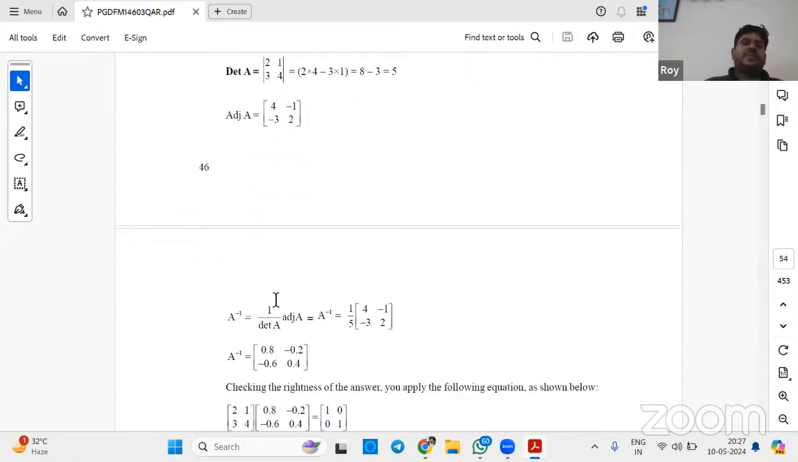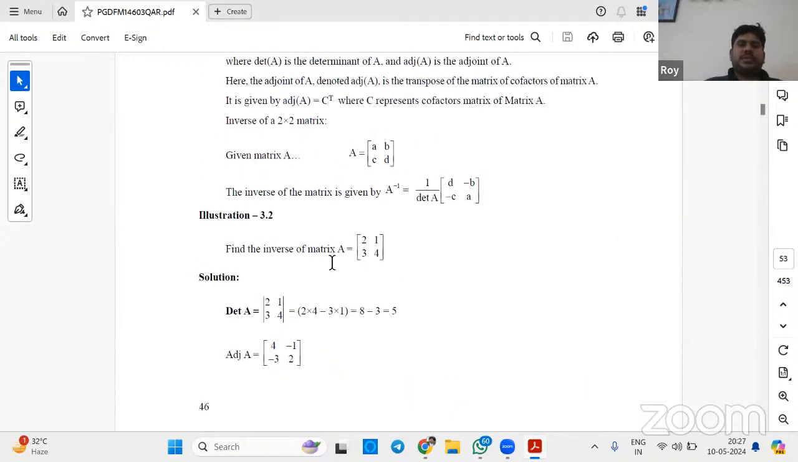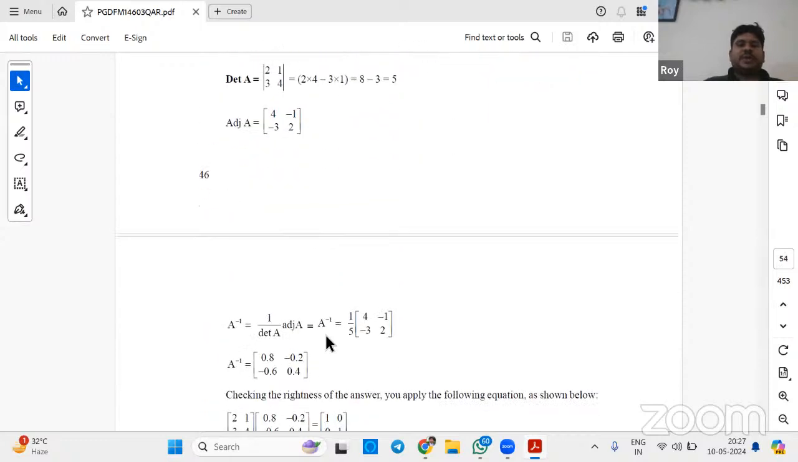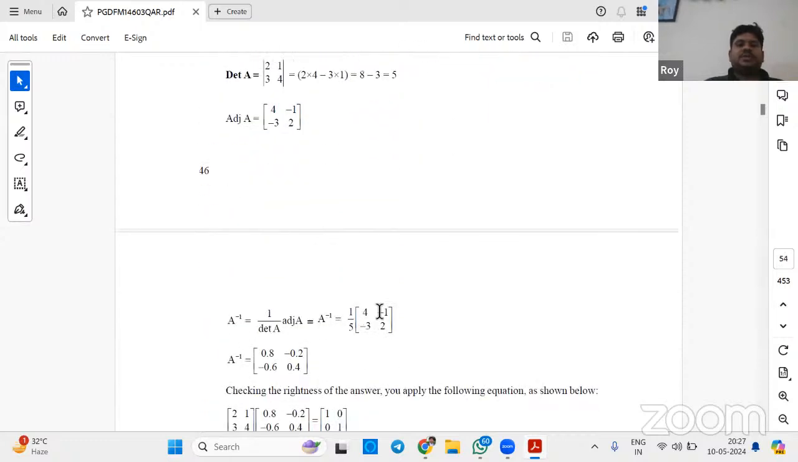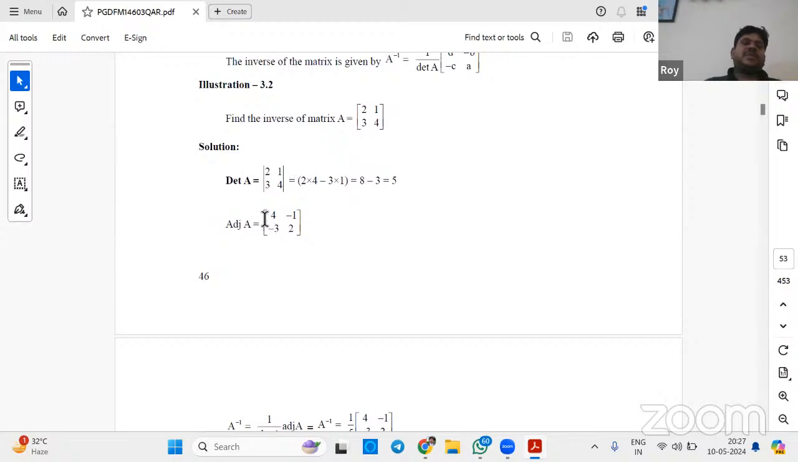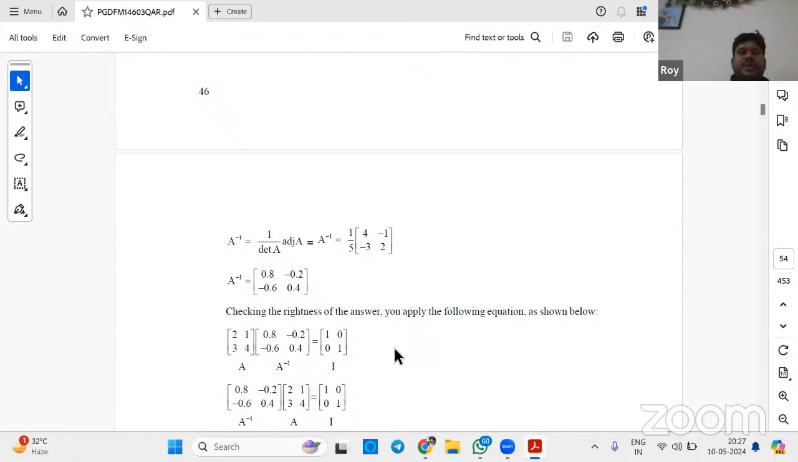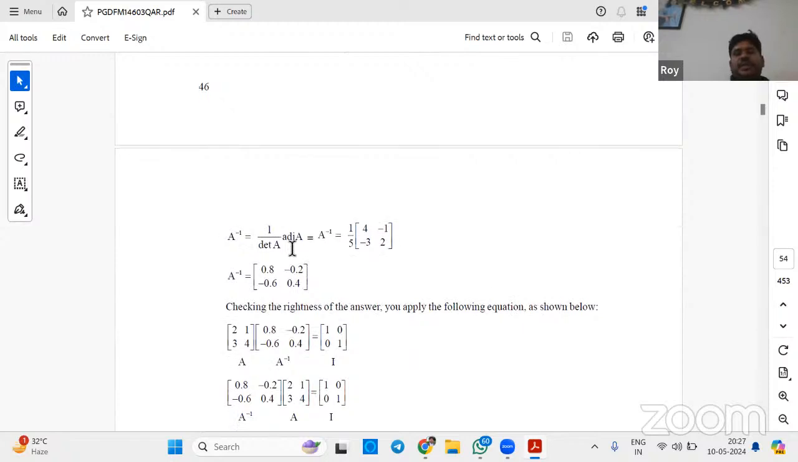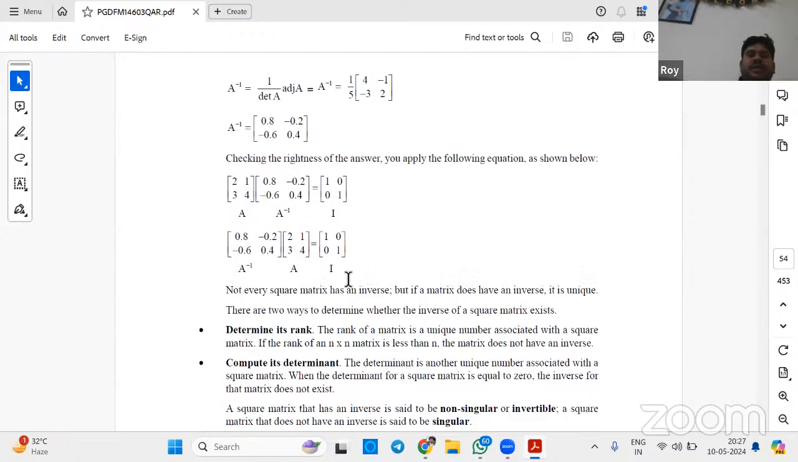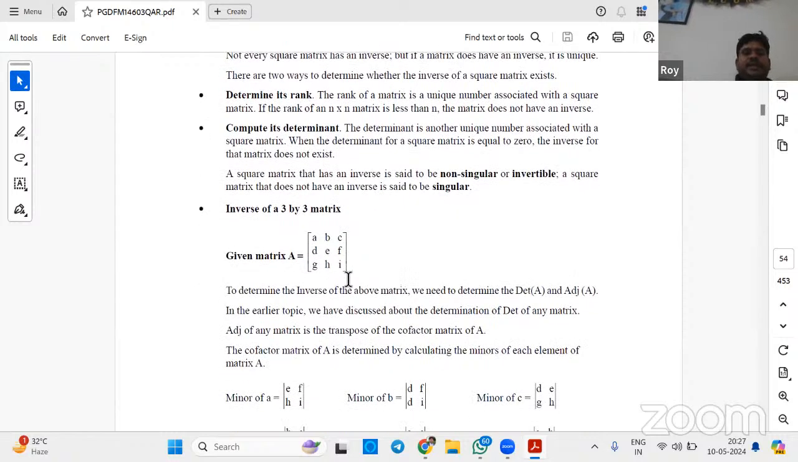Now, what is the formula? 1 by determinant of A into this is the inverse. We call this the adjoint of A. How will we get this? See this: D, minus B, minus C, A is called the adjoint of A. When we check this, we will understand. 1 by determinant is 1 by 5 into that, and 1 by 5 into 4, 1 is 1 by 5, or like that. Right. Next.